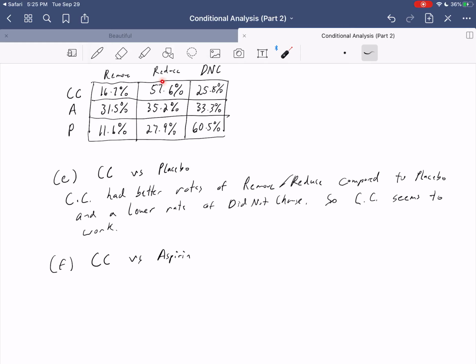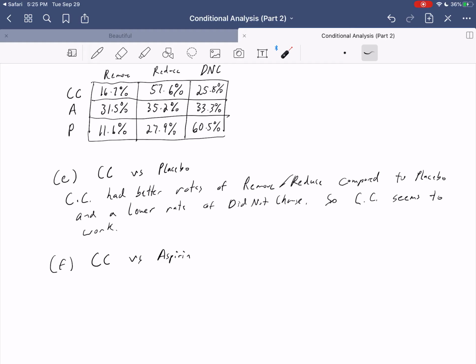If we look in this category, the reducing, which again is a positive outcome, Cheapo Comfort did that 57.6% of the time, whereas aspirin only did that 35.2%. Now, of course, somebody who maybe makes aspirin or somebody who's critical of your drug could say, well, this percentage is higher because this one is lower. So there's a little bit better of an argument for Cheapo Comfort. If you think about it, really one of the best arguments for Cheapo Comfort over aspirin is that did not change the pain was 25.8%, which is a good bit lower than aspirin, which is at 33.3%.